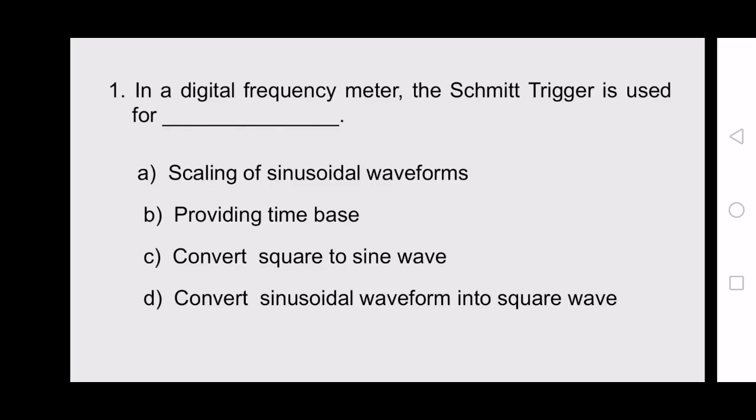A simple quiz. In a digital frequency meter, the Schmitt trigger is used for scaling of sinusoidal waveforms, providing the time base, converting square to sine wave, or converting a sinusoidal waveform into a square waveform. The option is D. The Schmitt trigger's purpose is to convert the sinusoidal waveform into a square waveform that will be given to one of the input terminals of the AND gate.